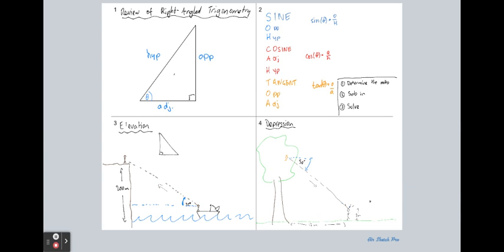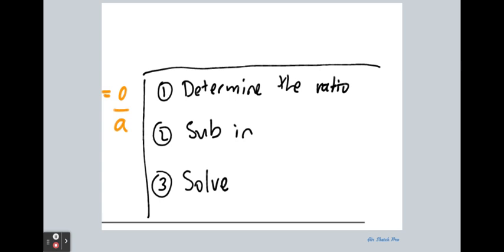Okay, and you can see I've got in my little box in the corner there, which I'll zoom up just for a moment, then I'll zoom out again. That's how you basically solve a trig problem. I'm not going to go through some basics, I'm going to go into a bit more depth. So number one, you look at where the angle is. You look at what you're trying to find out, and therefore you determine the ratio you want to use.